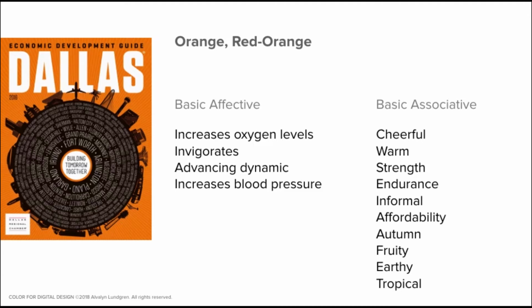Red-orange is very similar to red, but it has more yellow in it. It is the warmest hue. Red-orange increases our oxygen levels. It's an invigorating color. It increases our blood pressure. We associate orange with a certain power and strength. It's an informal, affordable color. We associate it with autumn, tropics. It's a saturated, earthy color, and we also associate it with fruit.